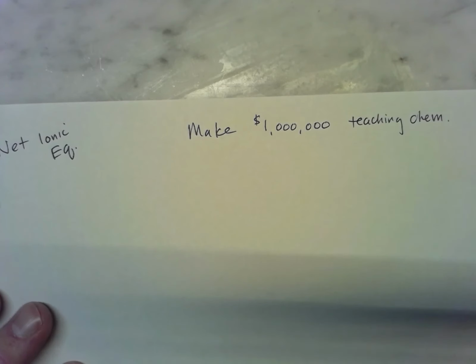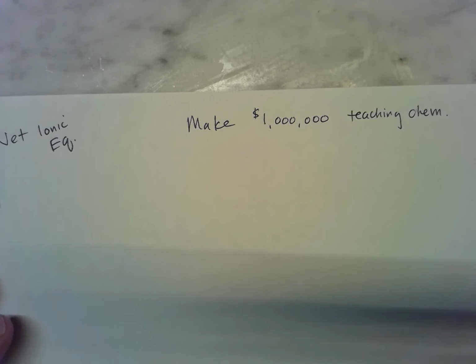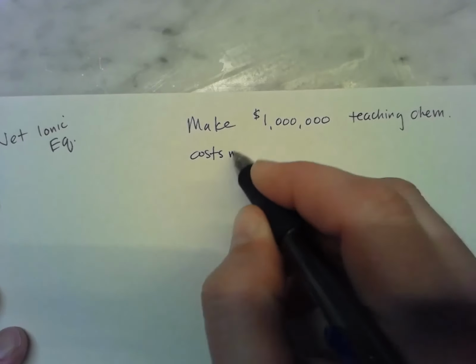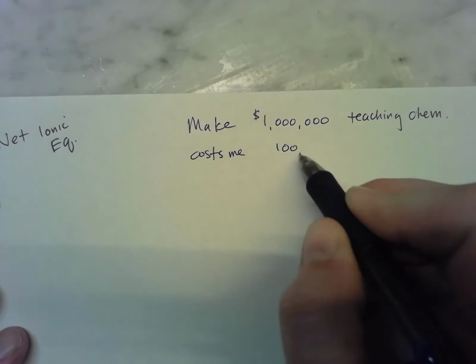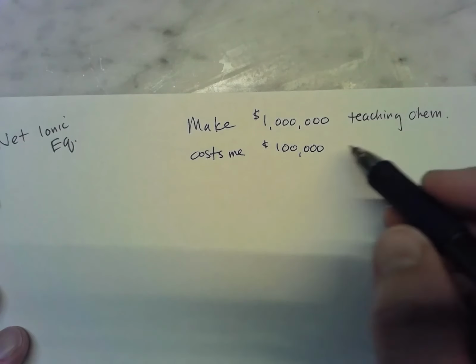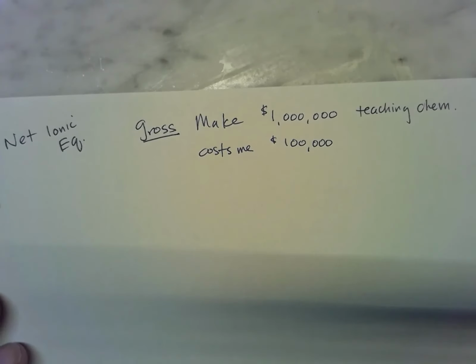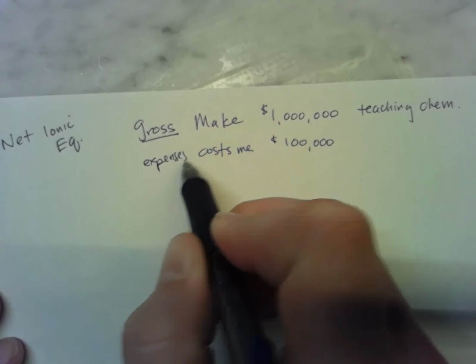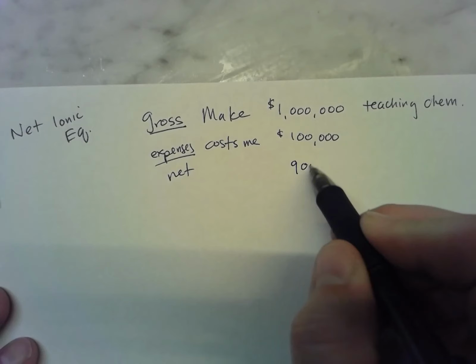I'm being modest. I really make $2 million teaching chemistry. But just for discussion and ease of calculation, we'll pretend I only make $1 million teaching chemistry. Okay? But it costs me, whatever, $100,000. Right, so this is my gross income. These are my expenses. And so net, I only make $900,000.